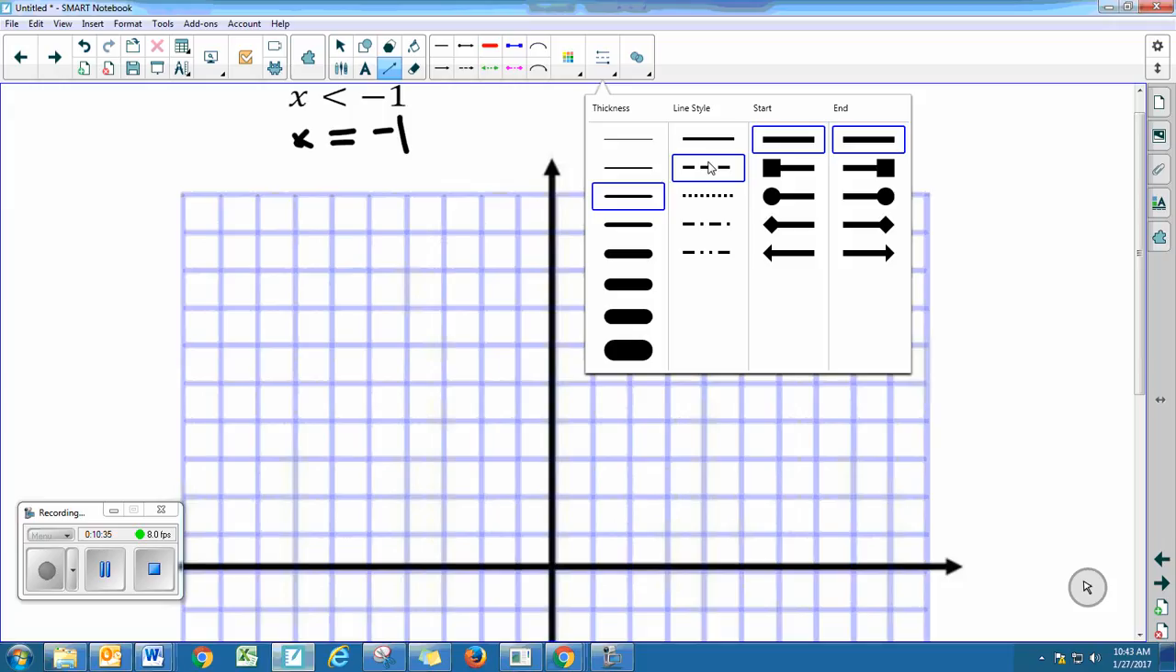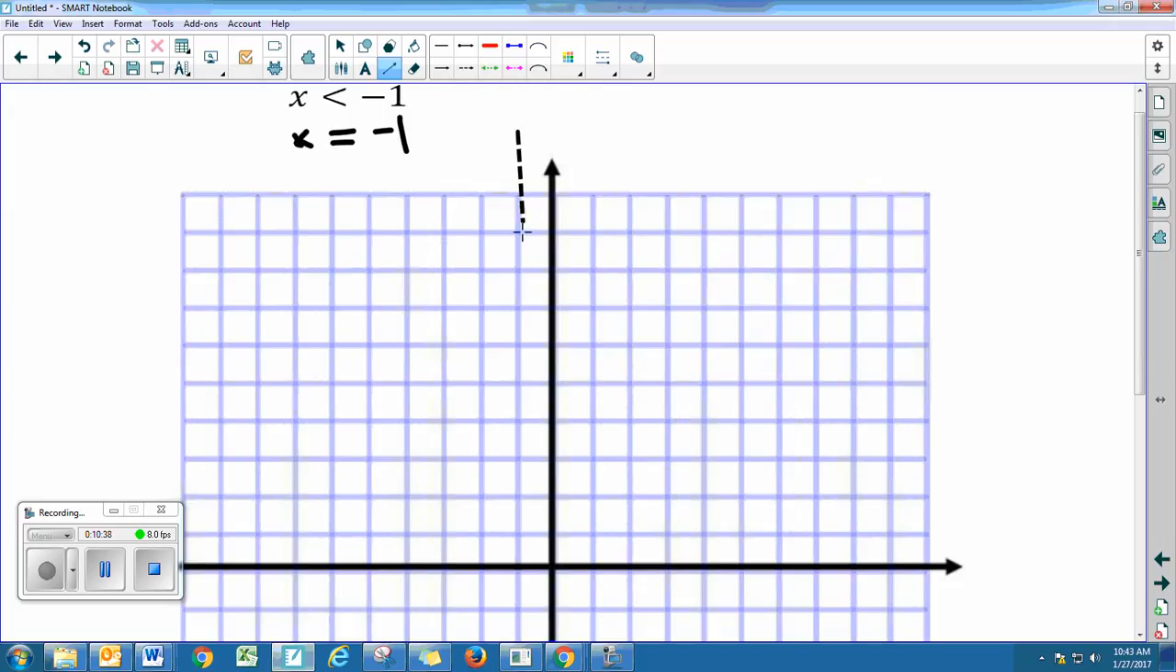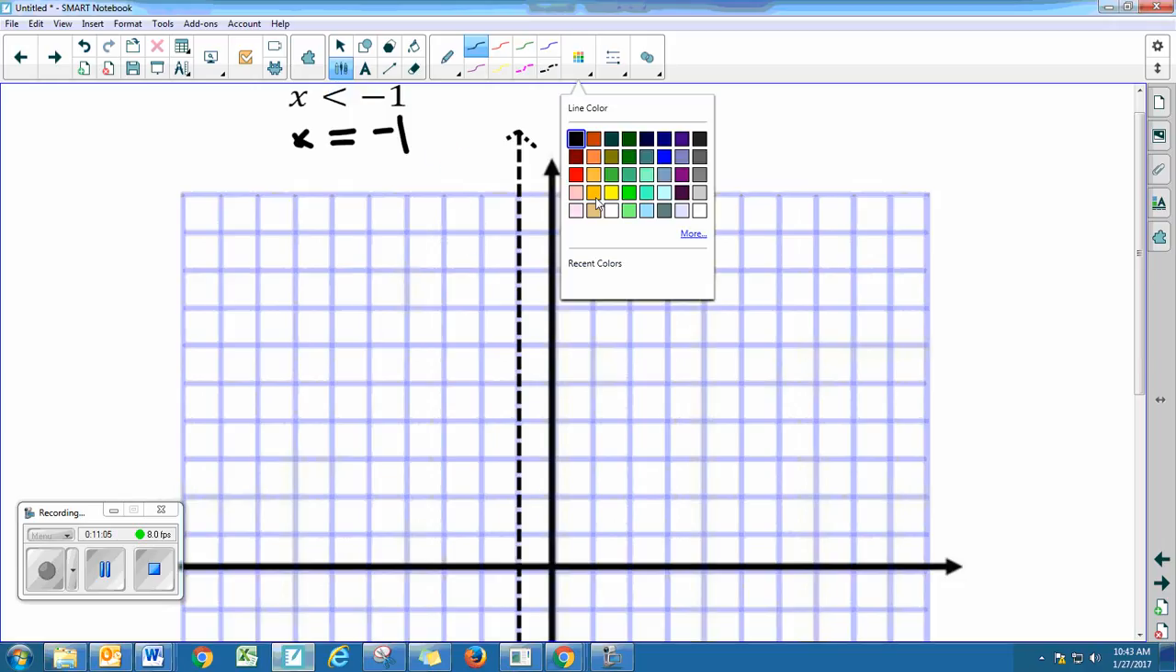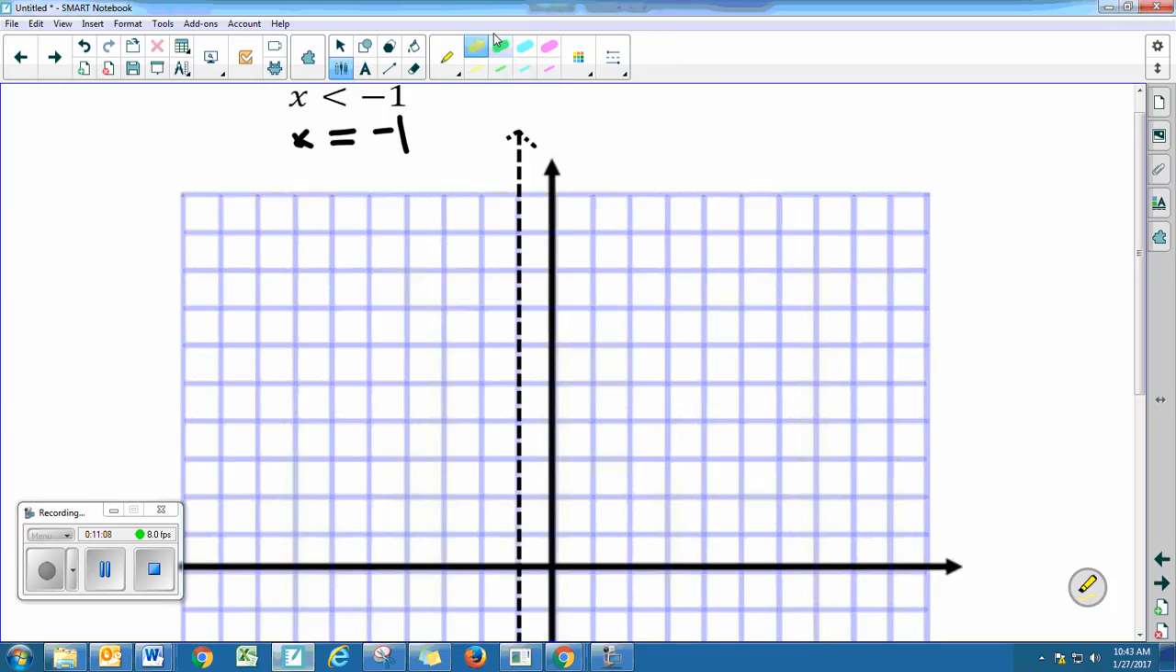Okay, so I'm going to make a dotted line at x equals negative 1. Now I want to shade the side where x is smaller than negative 1, which would be over here. So then I would shade all this side of the graph. And now I'm done. So that's how you would graph inequalities. You can get back to your lesson now.